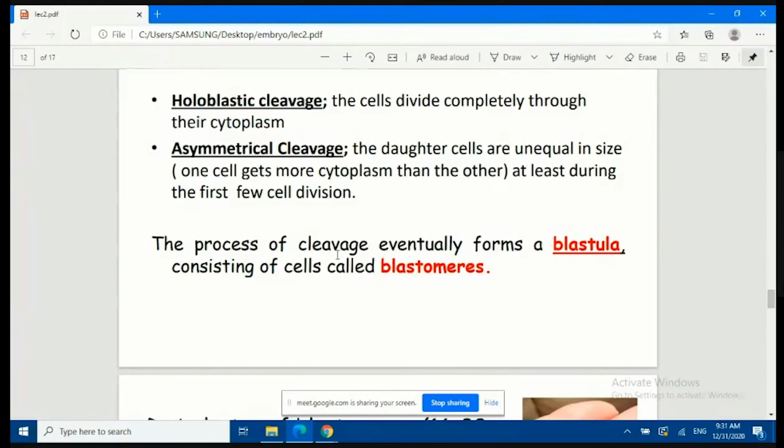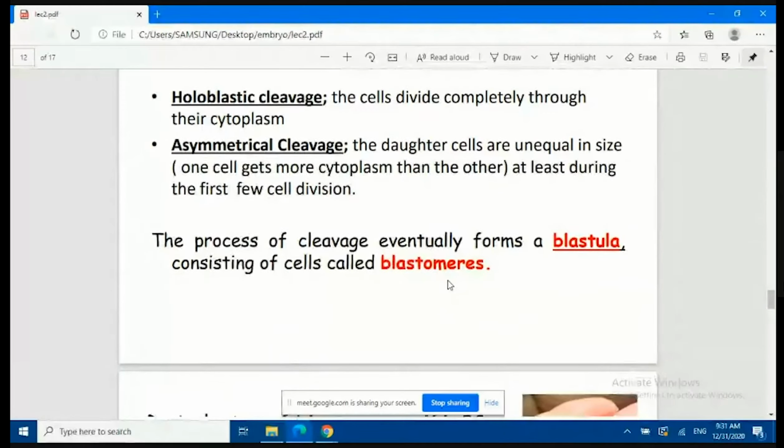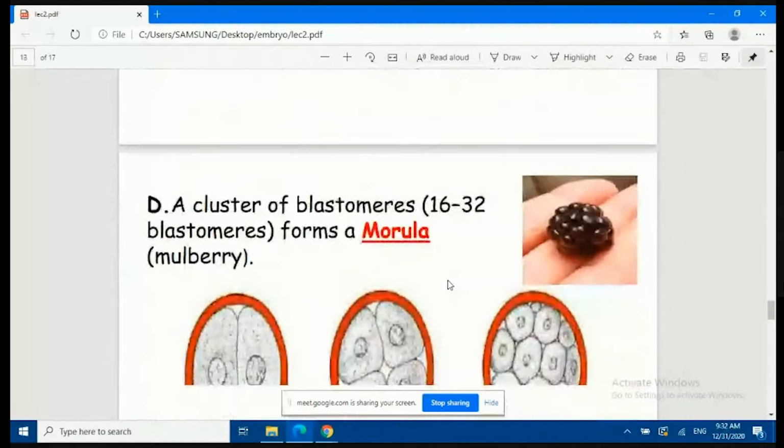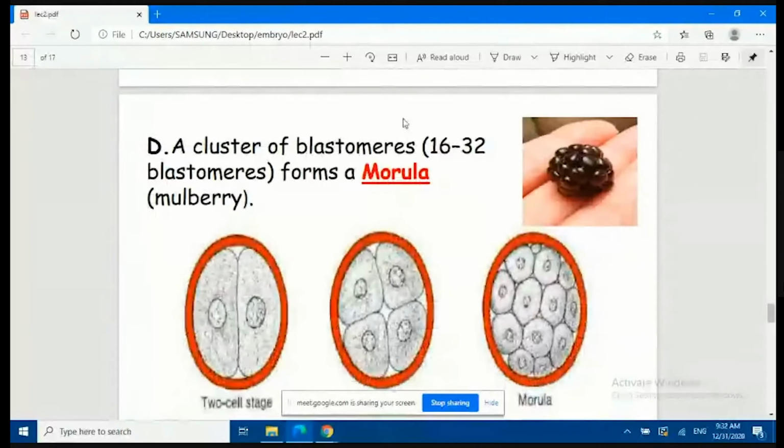The process of the cleavage eventually forms a blastula consisting of cells called what? Called blastomeres. Okay, so the cluster of blastomeres, which can number between 16 to 32 blastomeres, we call this structure a morula. Its shape is approximately like a mulberry. Okay, from its name it is clear: morula.